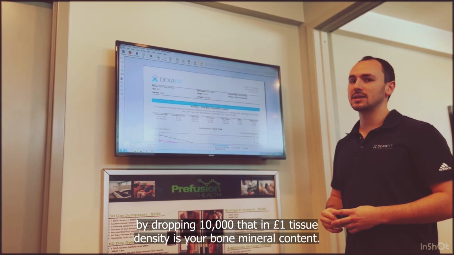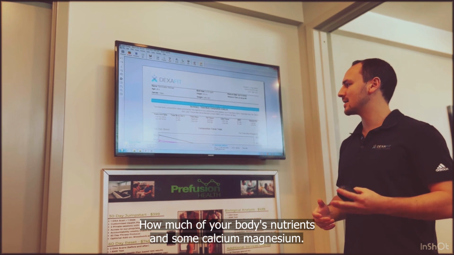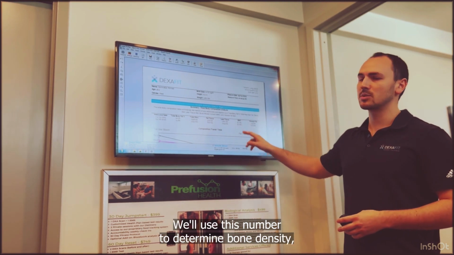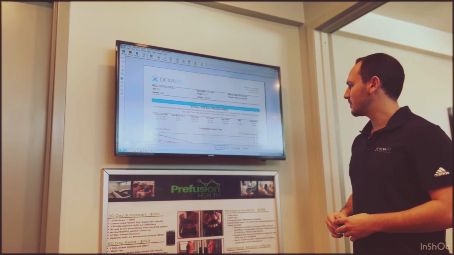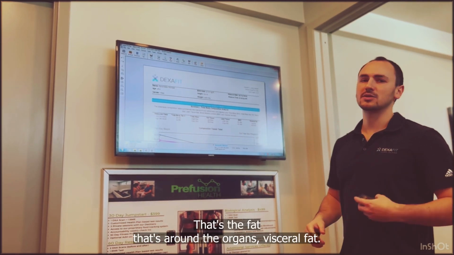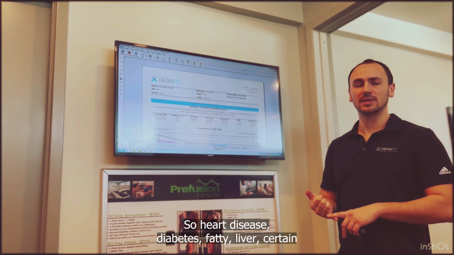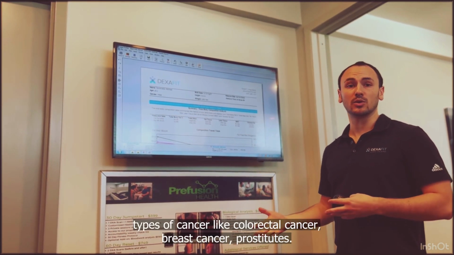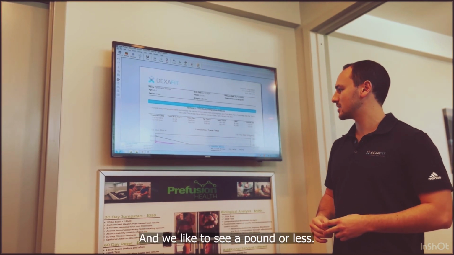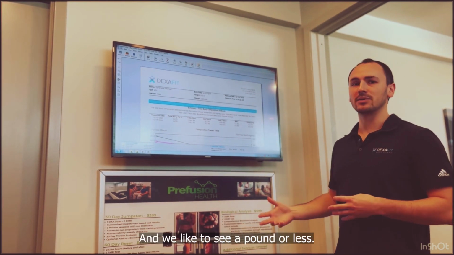BMC is your bone mineral content, how much of your bone is made of things like calcium, magnesium. We'll use this number to determine bone density, and I'll give you the exact score at the end of the report. Visceral fat over here is the fat that's around the organs. Visceral fat is associated with things like heart disease, diabetes, fatty liver, certain types of cancer like colorectal cancer, breast cancer, and prostate cancer. We like to see 1 pound or less.